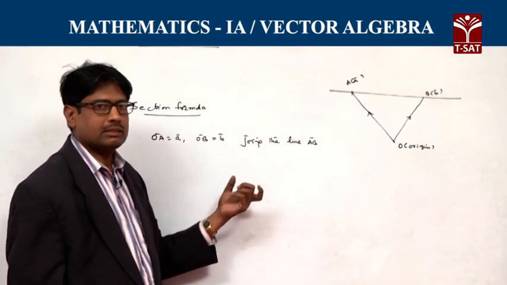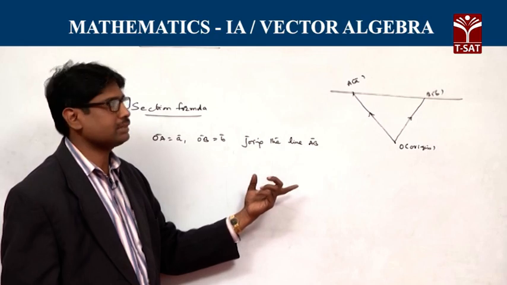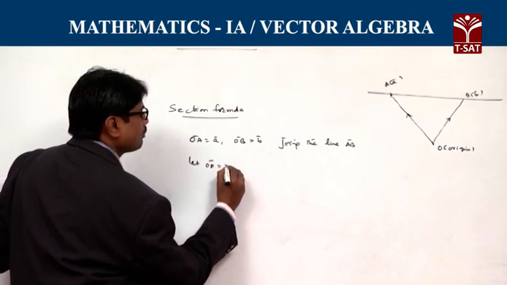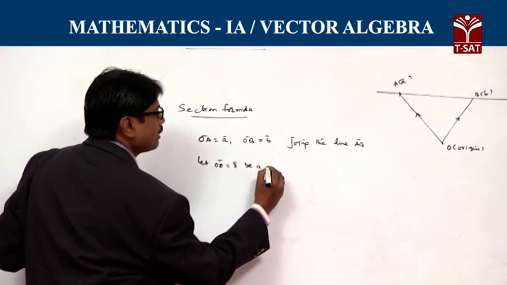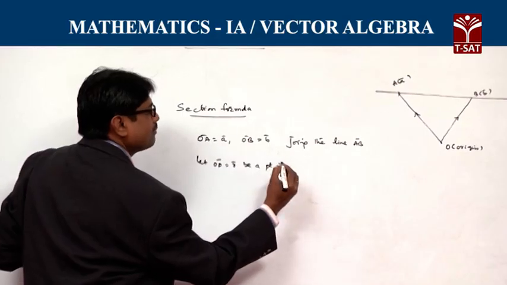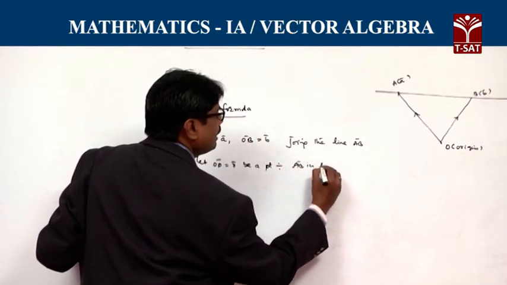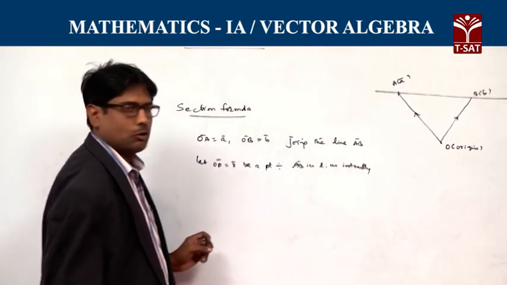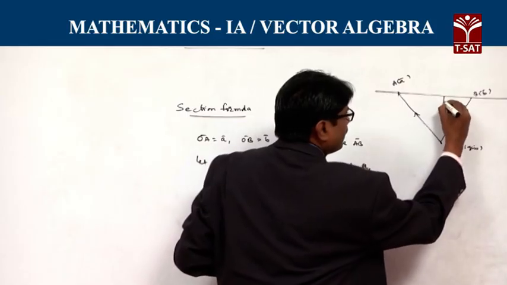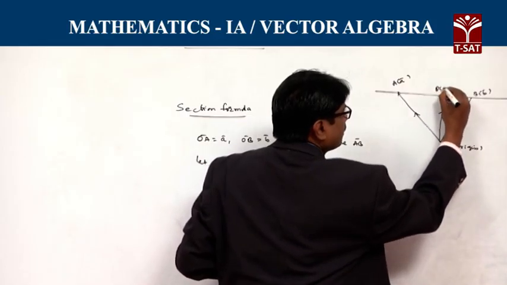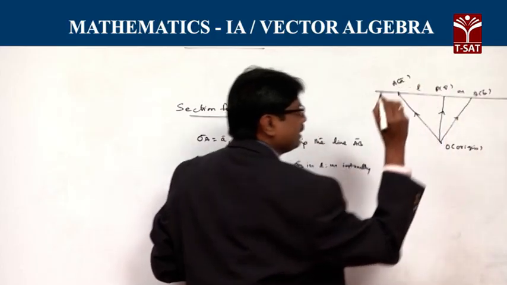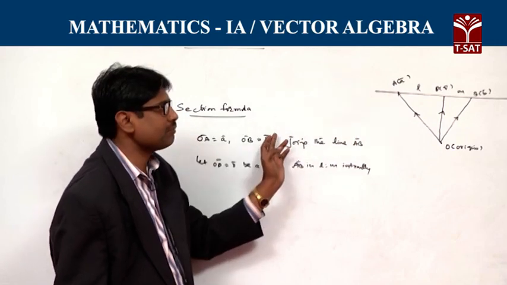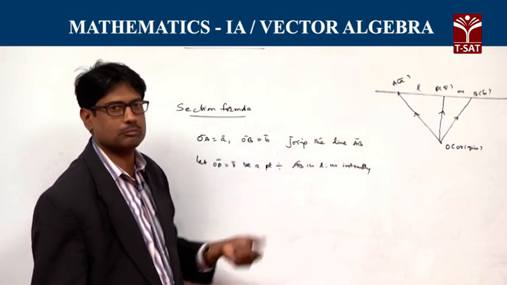Take a point P which divides AB in the ratio of L:M internally. Let OP bar be equal to R bar, a point which divides AB bar in the ratio L:M internally. Now, we express OP bar in terms of A bar and B bar in the ratio L:M.